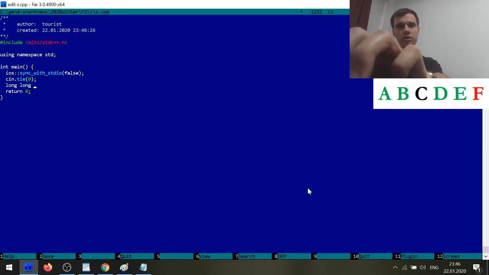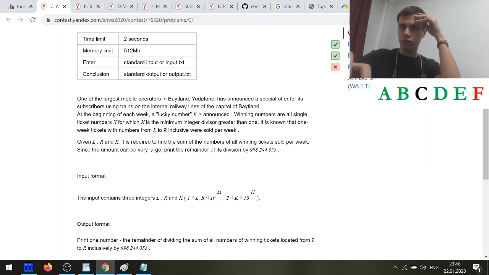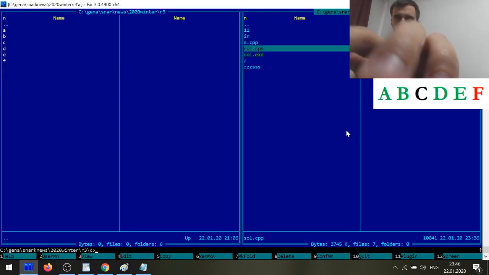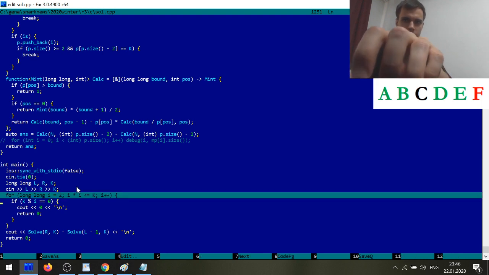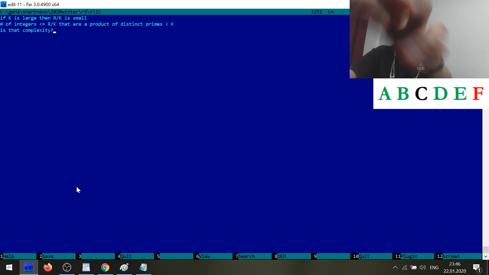let's just try. So basically, the problem is count integers from L to R which have K as the minimum integer divisor. So again, I want to check that K must be prime. Yeah, okay, so this is the complexity. If this is the complexity, how can we estimate it? Do you have any ideas?